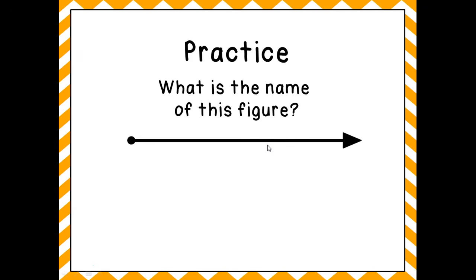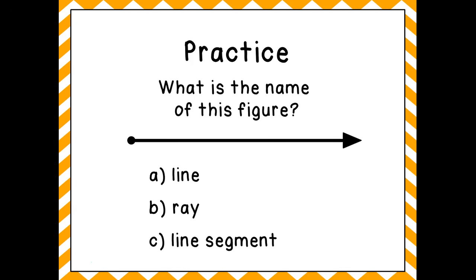Okay, here's another one. What is the name of this figure? Is this figure a line? Is it a ray? Or is it a line segment? Go ahead and choose your answer. Okay, if you chose B, ray, you are correct. You can see here it has an endpoint on this end and an arrow on this end, telling me that it continues on in just one direction.